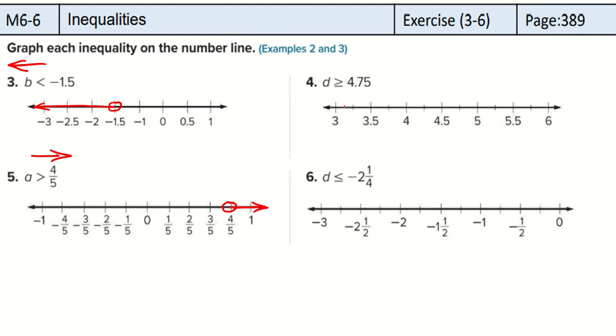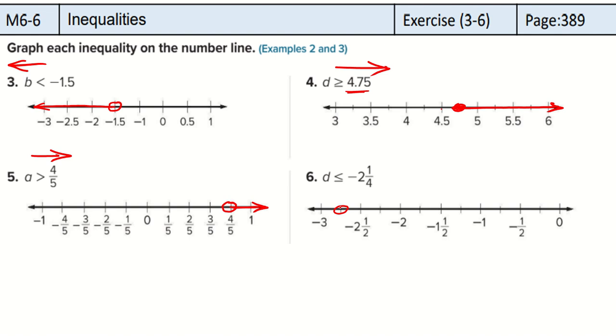Okay. Now d is greater than or equal to 4.75. Equal to means you will put the circle filled. You see 4.75 will be the middle point between 4.5 and 5. So this is the middle point. Just color it. Then greater means it will go to the right hand side. Okay. The last question on this page is d is less than or equal to 2 whole 1 over 4. Less than or equal to means a filled circle. Where is that? It is here, after minus 2.5 and minus 3.